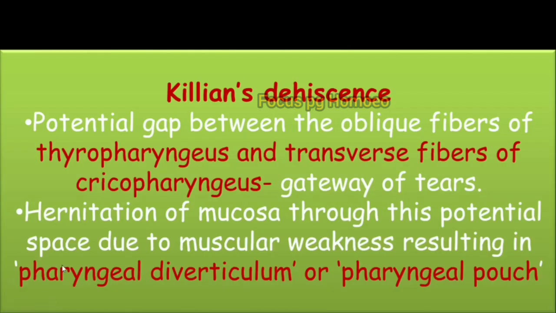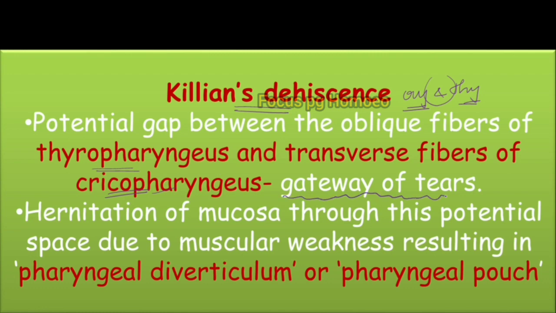Next, regarding the important condition related to pharynx, that is Killian's dehiscence. It is none other than a potential gap between thyropharyngeus and cricopharyngeus. You can remember it as cry and thigh, so that you can remember the muscles easily. So Killian's dehiscence is nothing but the gap between cry and thigh. Cry is cricopharyngeus and thigh is thyropharyngeus. It is also called the gateway of tears.